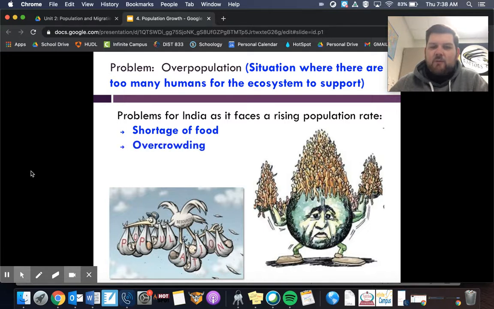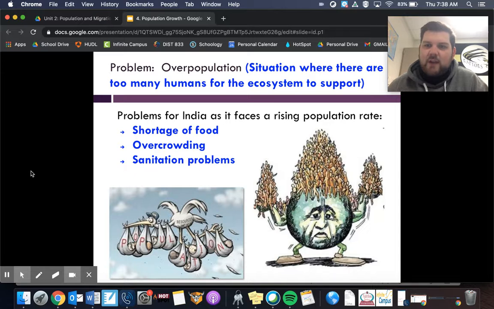Overcrowding. Okay, people kind of squished on top of each other. Homes that are overcrowded, apartments that are overcrowded, buildings that are overcrowded. And then sanitation problems. Okay, when you get overcrowding, you get too many people in one area, that can lead to some big time sanitation problems, a lot of pollution, and things like that.